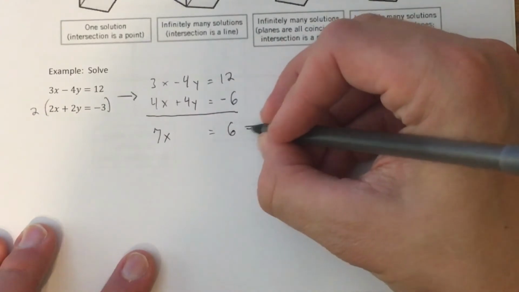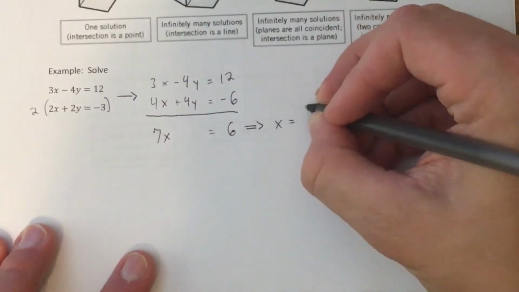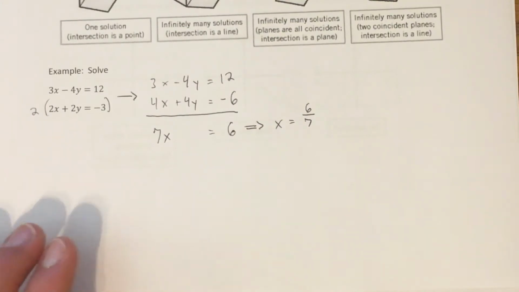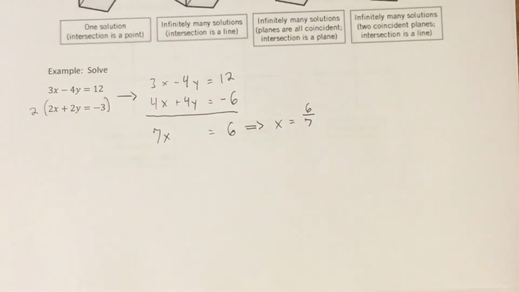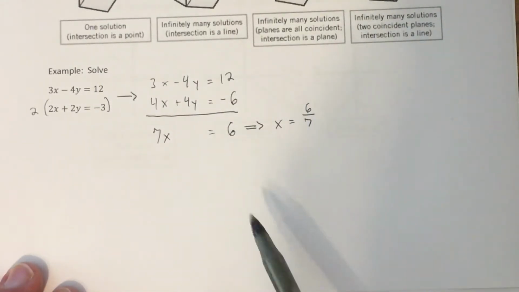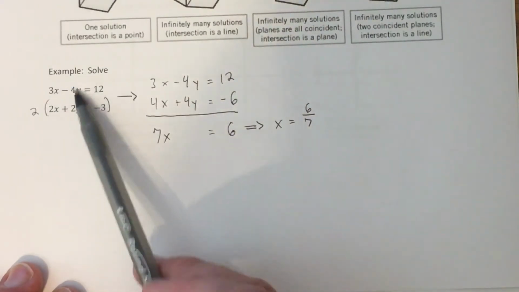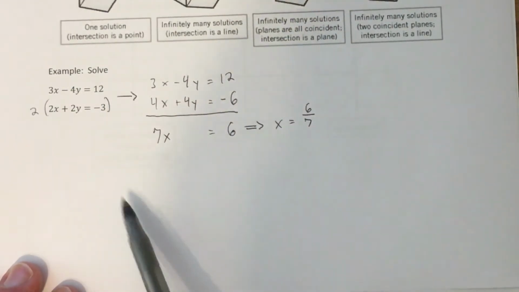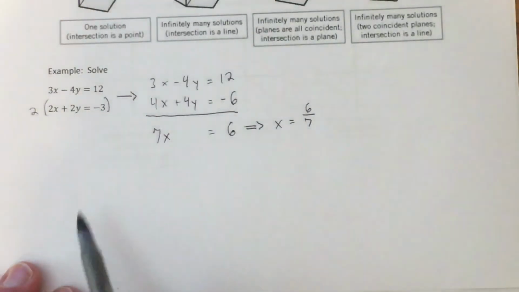Solving that for x tells me that x is equal to 6/7. Okay, that gives me one of the 2 values that I need for my ordered pair. It's an ordered pair because I have 2 variables in this system. I can solve for y, the other variable, by picking one of the equations here and plugging the value of x that I got into that equation and then solving the equation for y.